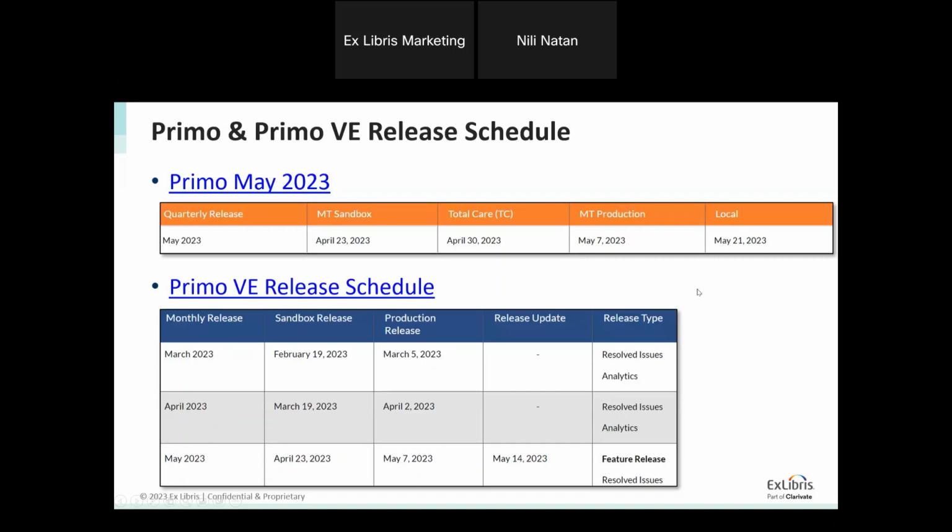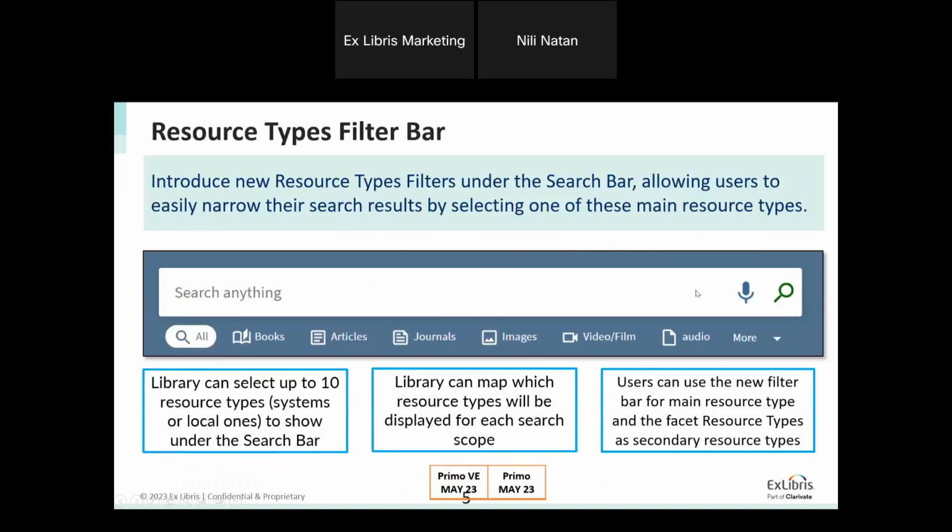Okay, let's start. So we are introducing now a new resource type filters bar, as you can see here. If you choose to enable this feature, this experience will be familiar to users as they are also using commercial search engines like Google, where they are used to getting resource types under the search bar. So we want to give a similar discovery experience for users.